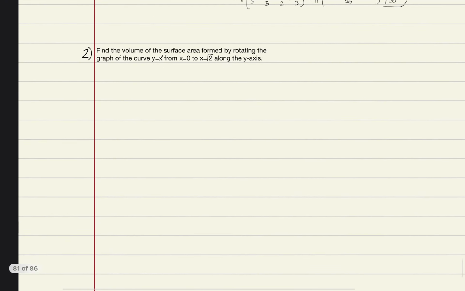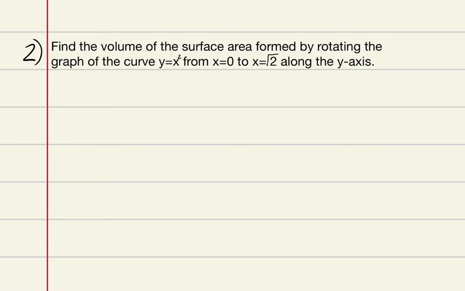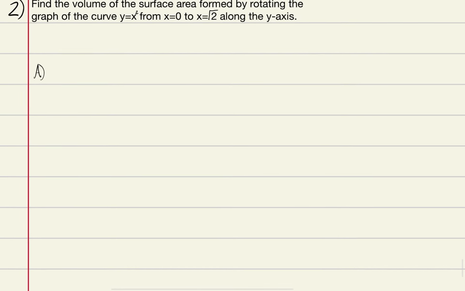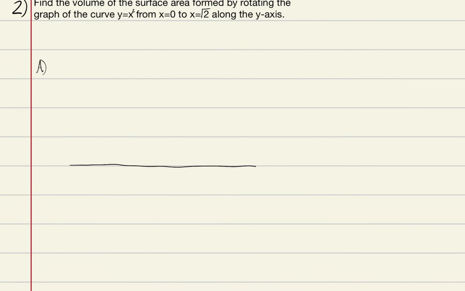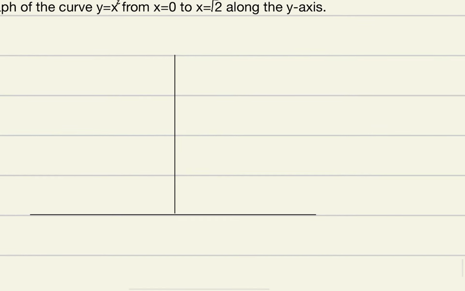The next question is to find the surface area formed by rotating the graph of the curve y equals x squared from x equals 0 to x equals square root of 2 along the y-axis. Like before, we'll start off by graphing. Since we're rotating along the y-axis, I'll leave a lot of room for that, and we are only given x squared. Again, x squared is an upward facing parabola.